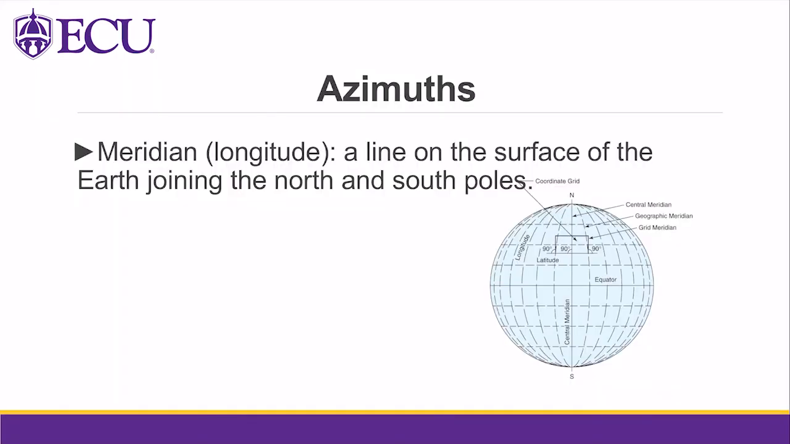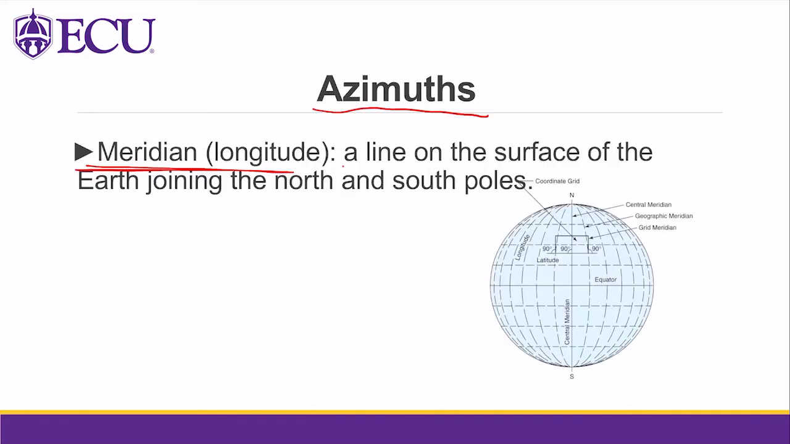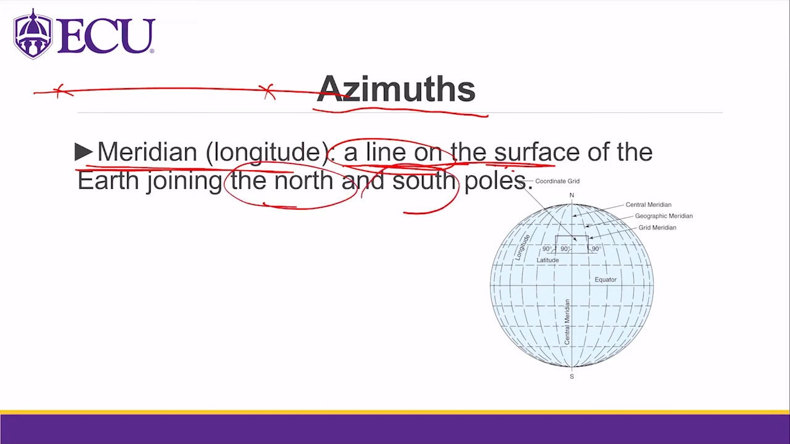Now let's talk about azimuth, and start with azimuth. But before that, we need to know the definition of a meridian, also called longitude. A meridian is a line. You only need to know 2 points. It is on the surface of the earth and joining the north and south poles.